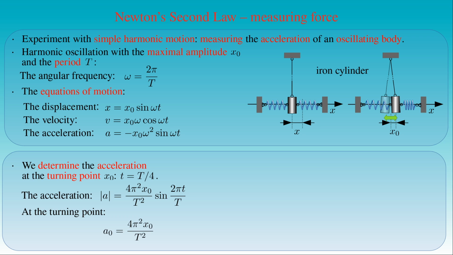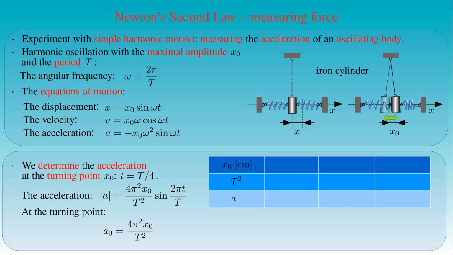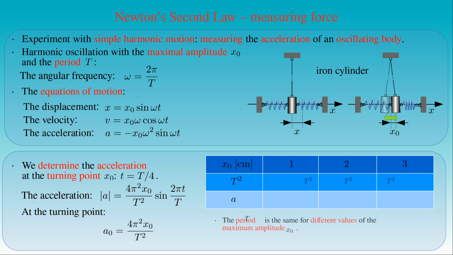As we have already said, in order to determine the acceleration at that point, we only need to fix the maximum amplitude x0 and measure the period T or its square. Now we perform 3 experiments. We choose the maximum amplitude x0 of the cylinder to be 1 cm, 2 cm and 3 cm respectively, and measure the corresponding period of its oscillation. We find that the period is the same in each case. That is, T squared has the same value for each maximum amplitude x0.